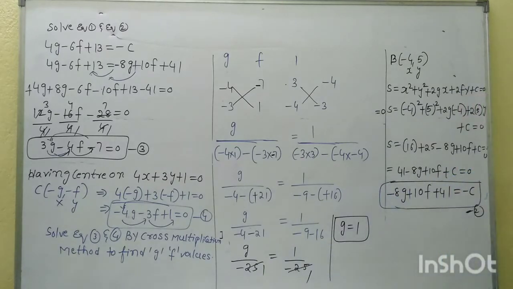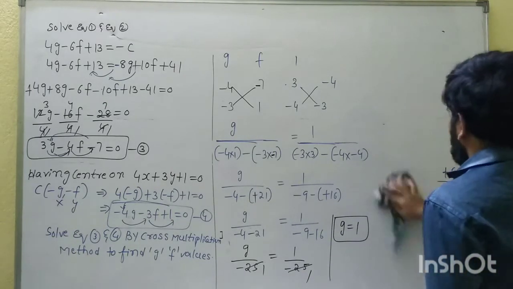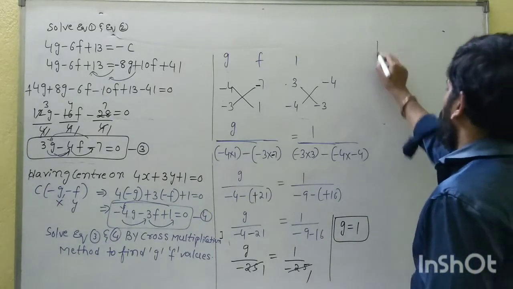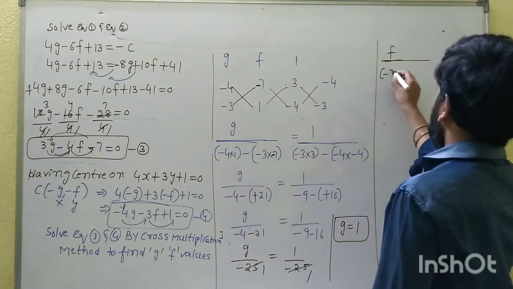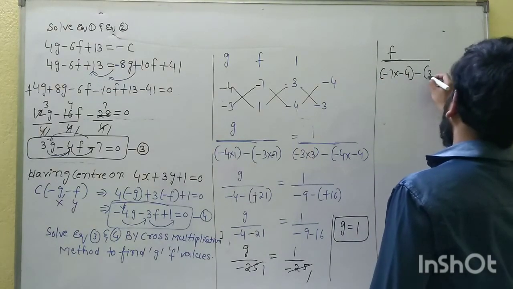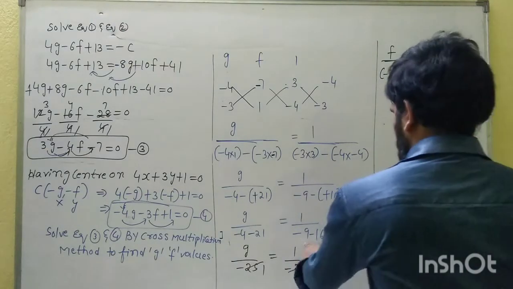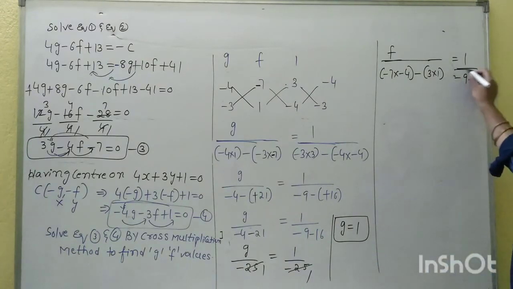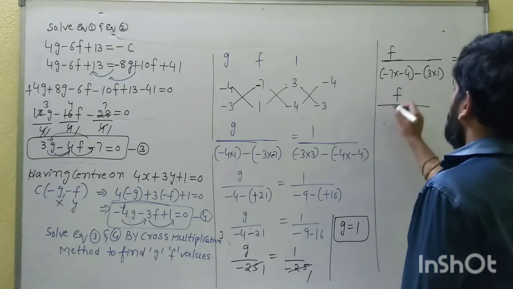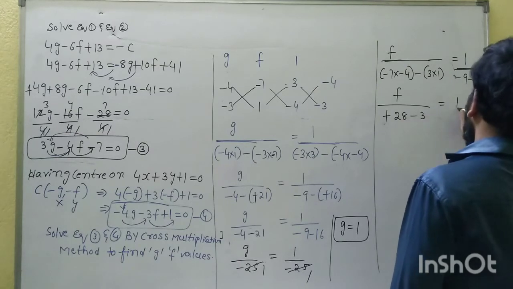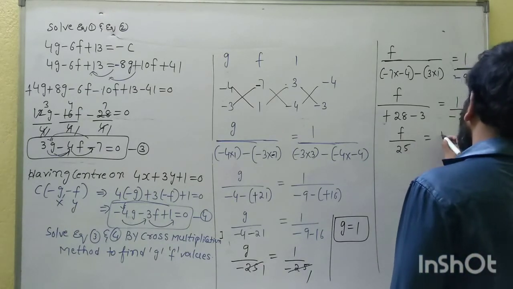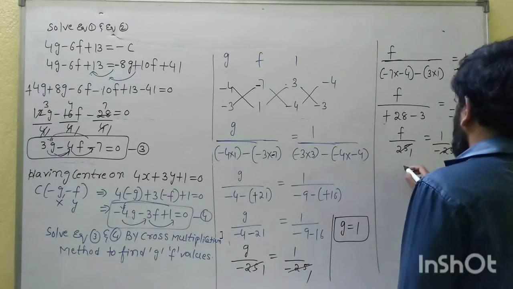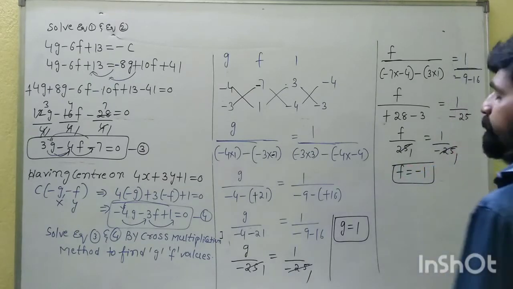Now the f value should be found. This is f here, we can call the f value. Now f by, using the cross multiplication method, theorem degree value: minus 7 into minus 4, then minus of 3 into 1 is equal to 1 by, what we got as the constant value here, minus 9 minus 16. That is f by minus of minus plus 28 minus 3 is equal to 1 by minus 25. So f by 25 is equal to 1 by minus 25. So the 25s cancel. Then f is equal to minus 1. This minus goes up. Okay.